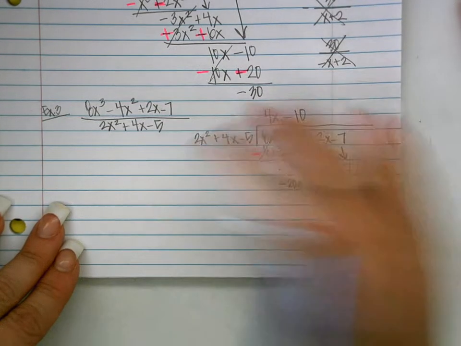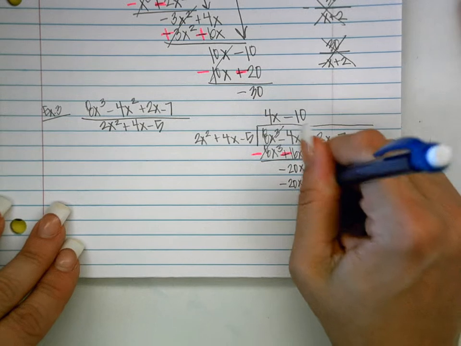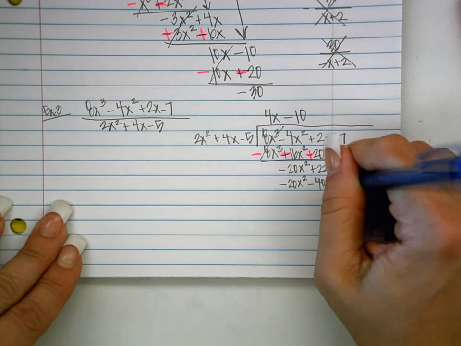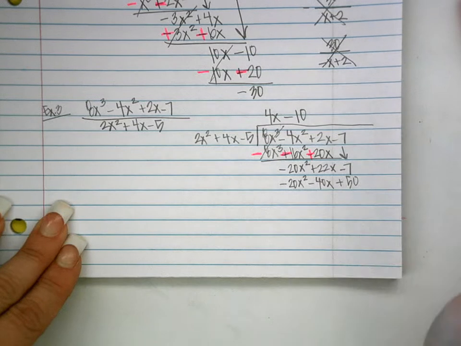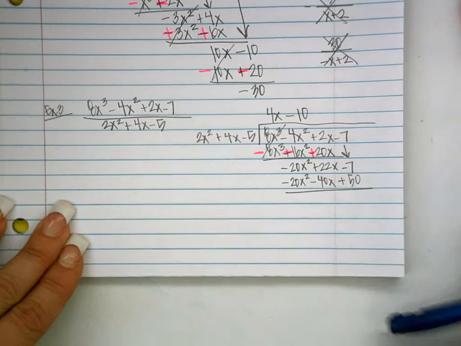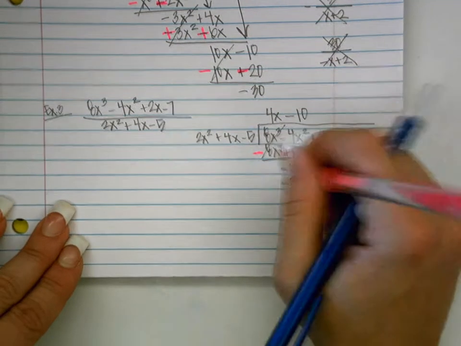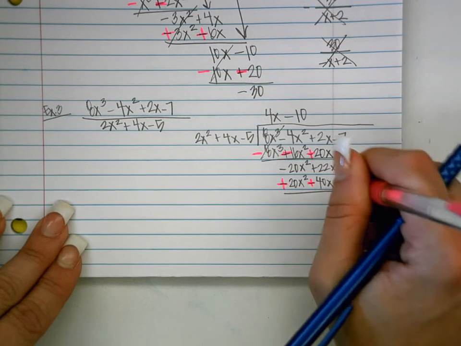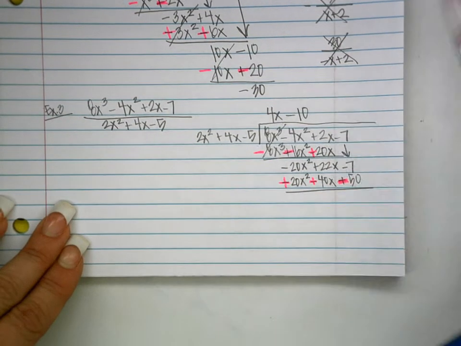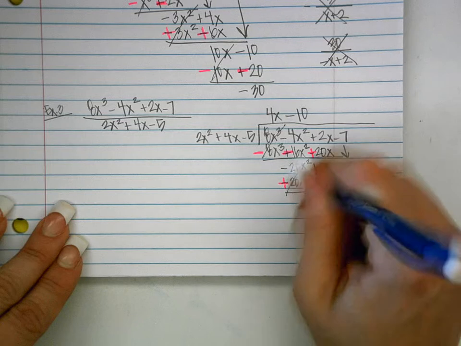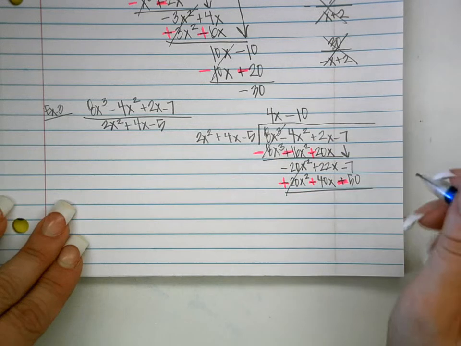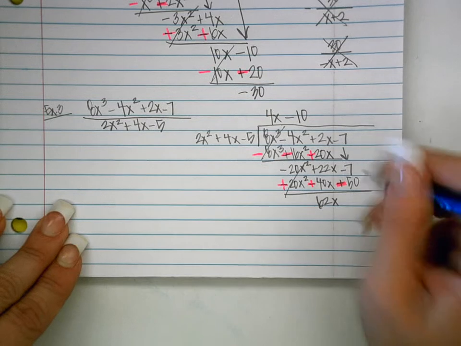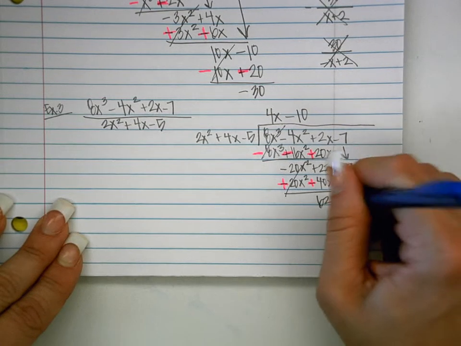Negative 10 times positive 4 is minus 40x. Negative 10 times negative 5 is plus 50. Again, don't forget to distribute those negatives or change the signs for all of these on the last part. That's why I'd use a different color. First things cancel out. 22 plus 40x gives you 62x. Negative 7 minus 50 is minus 57.